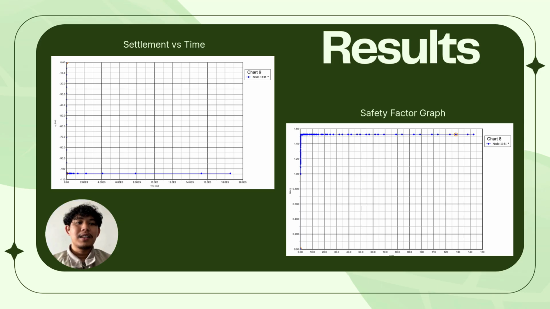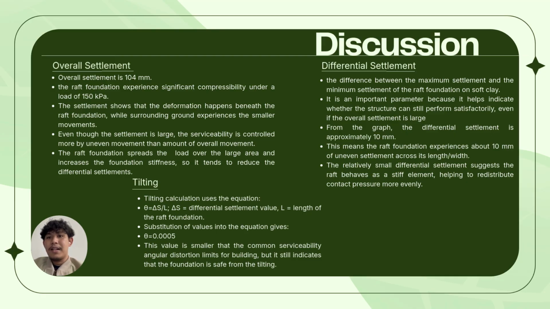Next, we move to the quantitative verification of our design. On the left, we have the time-settlement curve. This graph tracks the vertical displacement of the raft center over the full 50-year period. On the right, we have the safety factor graph from our phi-c reduction analysis. Together, these graphs confirm that the design meets both the serviceability limit state and the ultimate limit state. Next, I will talk about the discussion part.